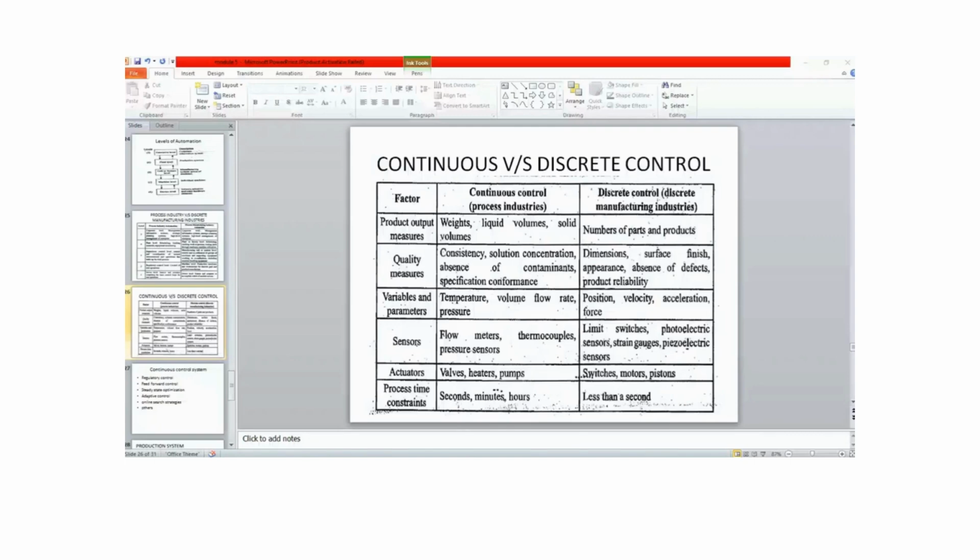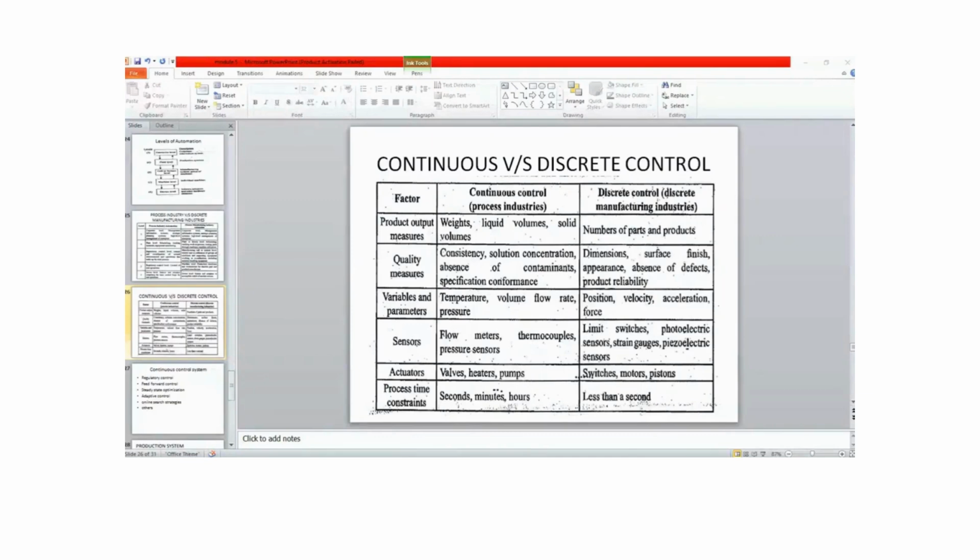See, in these factors, the first one is product output measures. As I said, consider an example of water. With respect to the continuous process, weight and liquid volume: what quantity of volume should be filled into that bottle? That is the product output or measurement we get from the process industry.